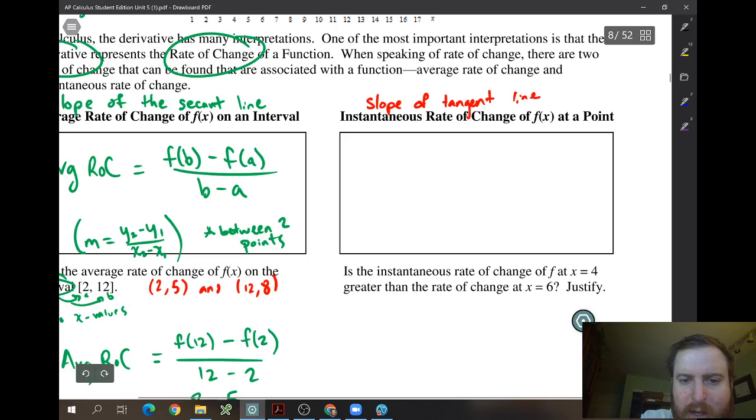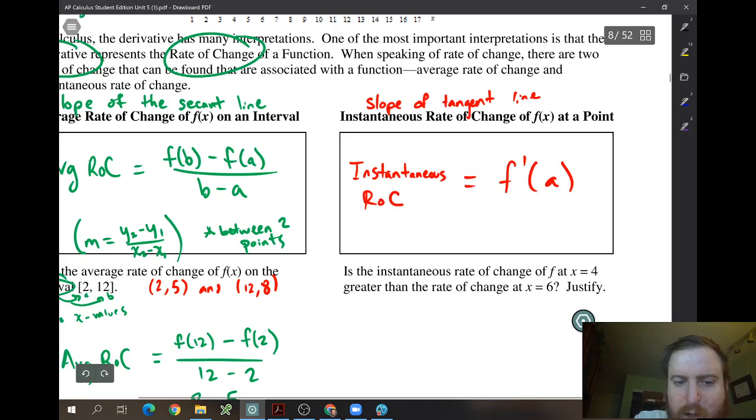Right, and so we find the instantaneous rate of change, and instantaneous means at one instant. So we're going to think of that as being at one point, right? Our instantaneous rate of change formula is just f prime of a. That's our instantaneous rate of change. So instead of being between two points, it's the derivative or the slope at one point, at one instant, right?